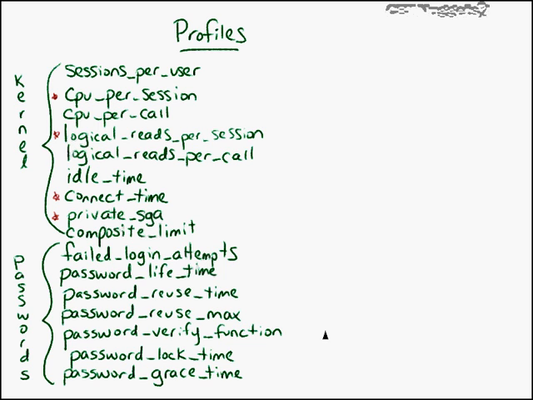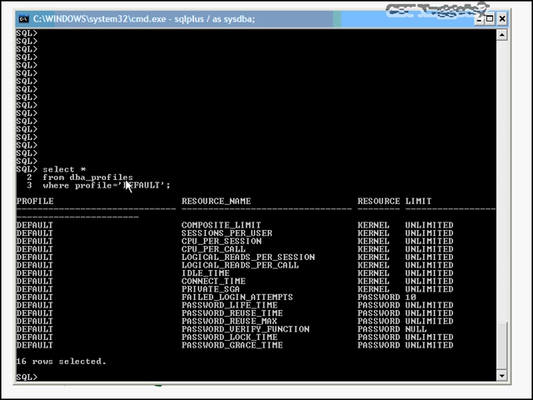The password lock time is the number of days that a password will be locked until it is automatically unlocked. And password grace time is the number of days of grace time we have before our password expires automatically. You can look at the DBA Profiles view to dig up information on your profile.